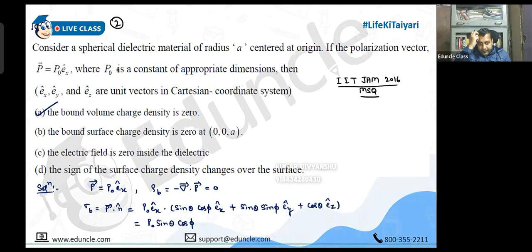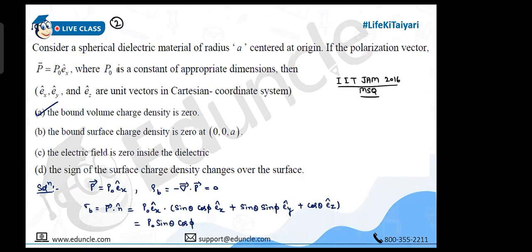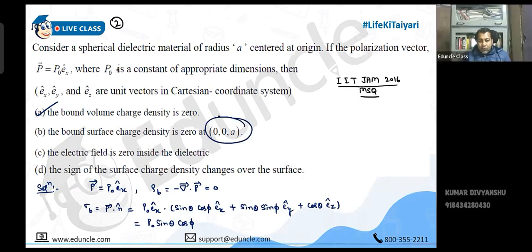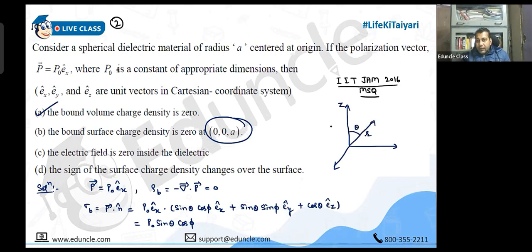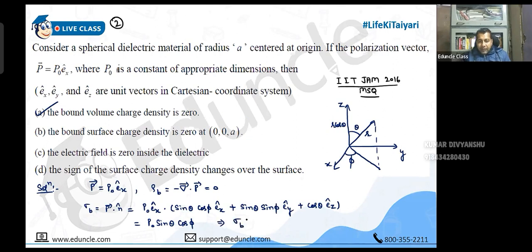Okay. So now at this point, what is the value of theta? You remember, this theta angle is with the z axis. This is r cos theta. Remember? This was phi. So theta is 0, na? When the point is lying on the z axis, theta is 0. So if theta is 0, then sigma b will be 0. Am I right? So B option is also correct, na?